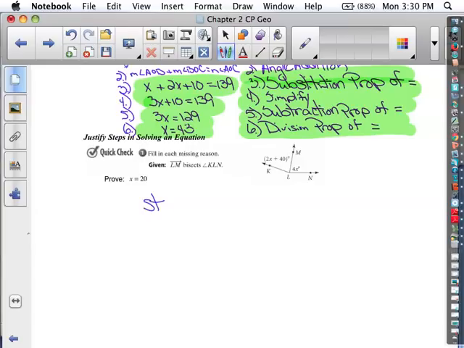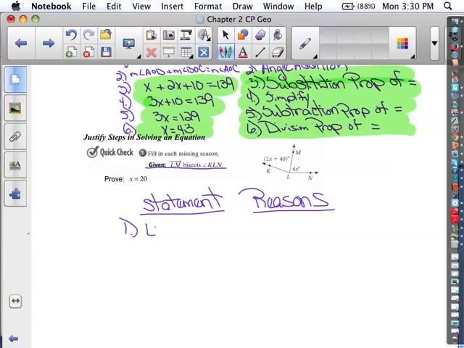So again, I'm going to start with my statement and my reasons, so my justifications. And I start, the first thing is with my given. What am I given? Ray LM bisects angle KLN. And that is given. And as soon as you see that word bisects, I know you grabbed your pen and you marked the picture that they are congruent. So now when you think about the idea that ray LM bisects KLN, you know you get two congruent angles. And that's going to be your next statement.